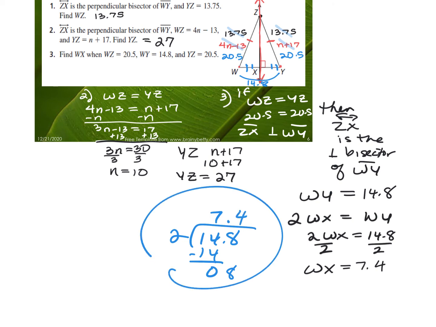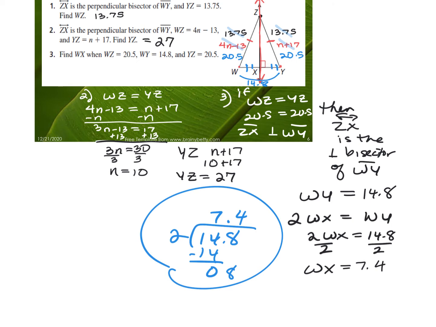If they do not ask you to explain, and if you realize that this segment WY was split into two congruent pieces because X is on that perpendicular bisector, and I know X will be equidistant from W as it is from Y, all I had to do was take 14.8 divided by 2, and that gives me my answer, 7.4. So that is how three examples, two using the theorem and the third one using the converse.